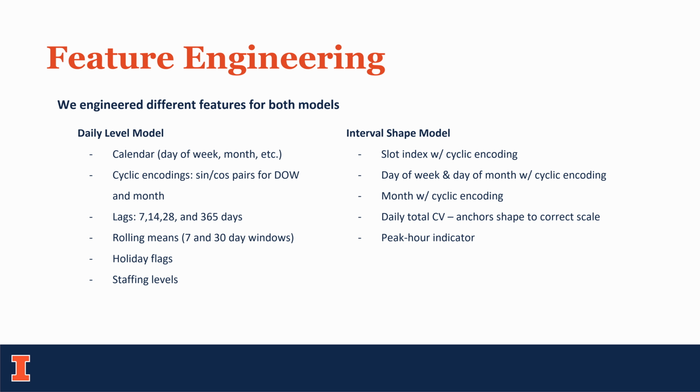And from there, we moved into feature engineering and feature selection. We built separate feature sets for each model since they solve different problems. The daily model uses lag features, staffing, holiday, and calendar effects to capture long-term trends. And the interval model is simpler. It focuses on time-based features like interval, day of week, and daily call volume to anchor the shape to the correct scale, plus a peak hour indicator.